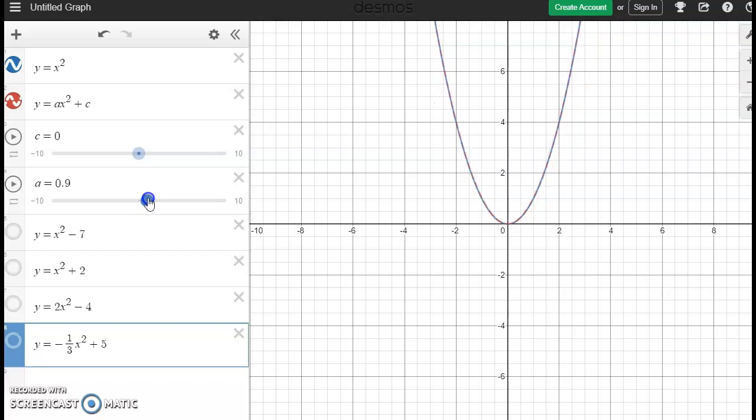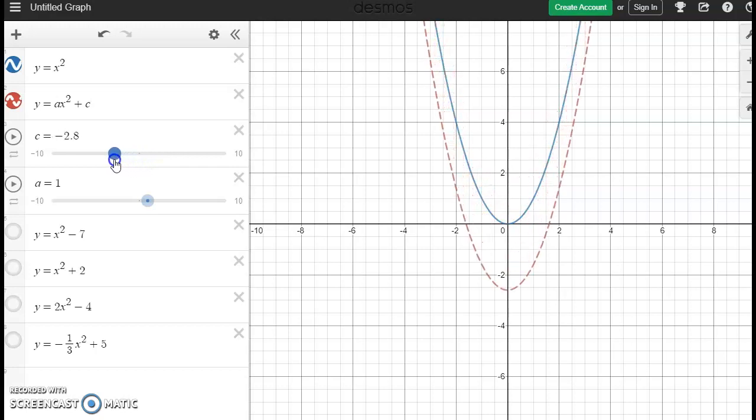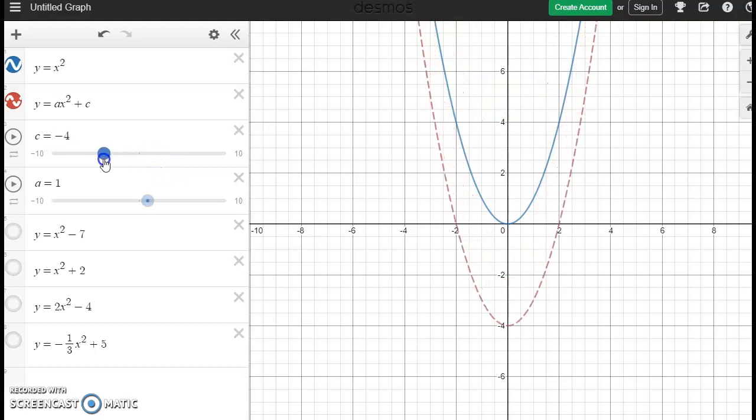Now, if A is back to 1, let's get that slider put there. If A is back to 1 and I slide C, you can see here that the shape did not change. All it's doing is taking your vertex, not your axis of symmetry, that hasn't moved yet. It's taking your vertex and it's moving it up or down. That's all the value of C does.